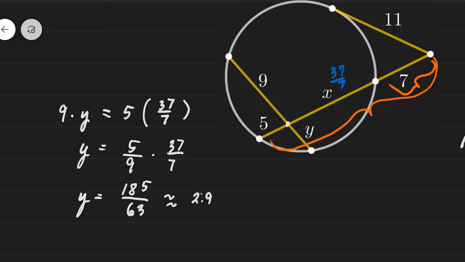Yung isa pala, yung 37, para lang makita natin kung proportional, no? 37 over 7, that's approximately 2.3. So x is approximately 2.3 and y is approximately 2.9.